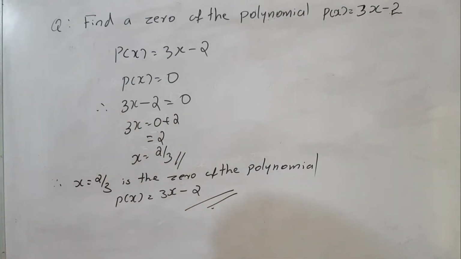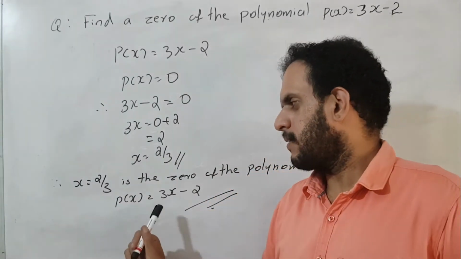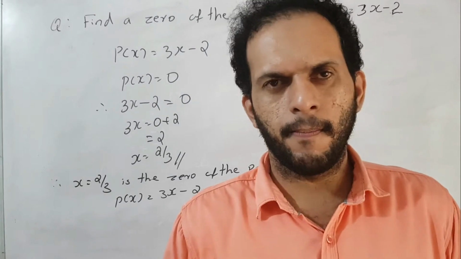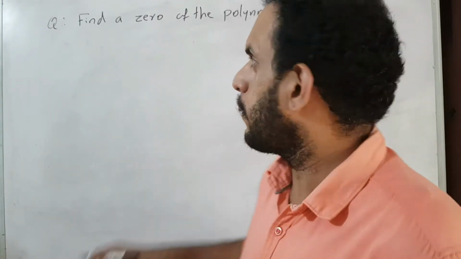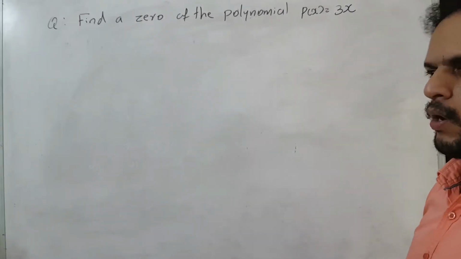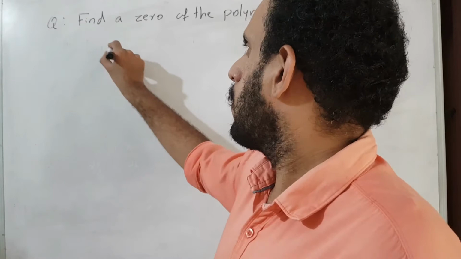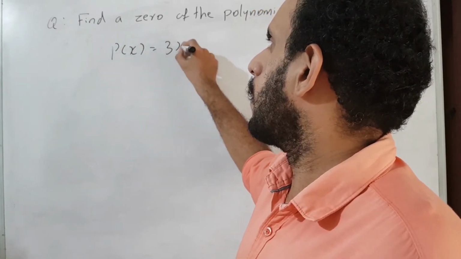Therefore, x is equal to 2 by 3 is the 0 of the polynomial p of x is equal to 3x minus 2. Is that clear? Next we are finding the 0 of one more polynomial. That polynomial is p of x is equal to 3x. Then how do we do it? We start with the given polynomial p of x is equal to 3x.